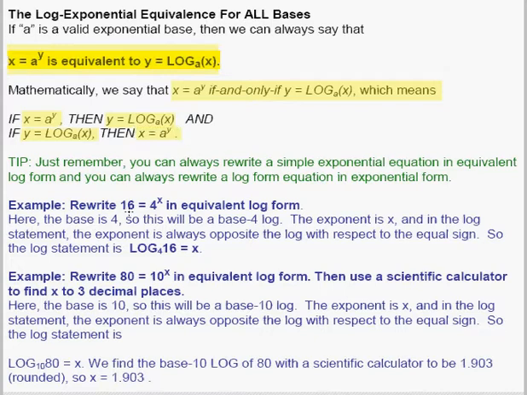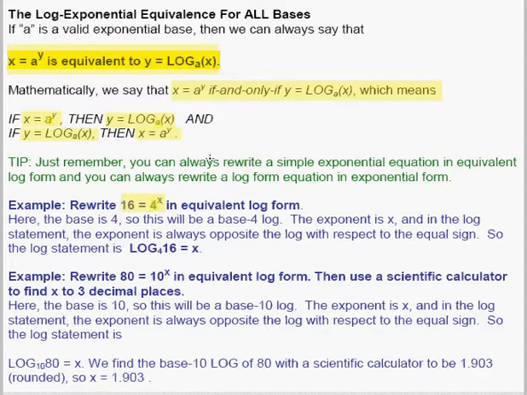Now here's a few examples. We have the equation 16 equals 4 to the x. We want to write that in log form. Now you have to notice a couple things about this relationship, and one is that the base of the exponential, a, is the same base of the log. They always match. So this is going to be a base 4 log.